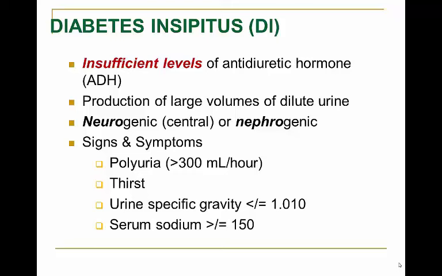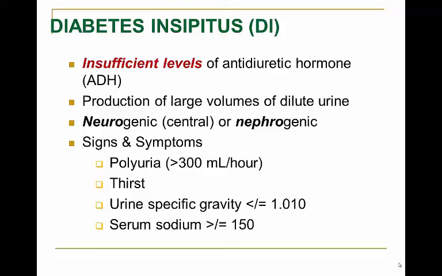So you have production of large volumes of dilute urine. You don't have enough of that anti-diuretic hormone. And this can be neurogenic, which we consider central. So you'll see central with brain lesions, but you'll also see it in some inflammatory or autoimmune conditions. The difficulty with central is that we tend to have 80% damage, 80% loss of nephron function before we see this poly, which means much, so polyuria.